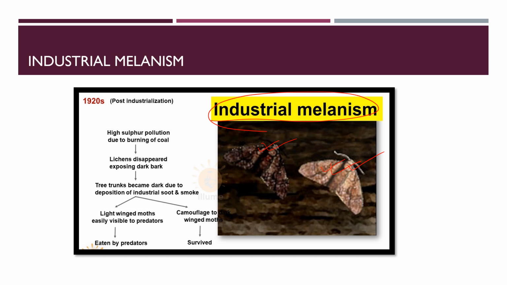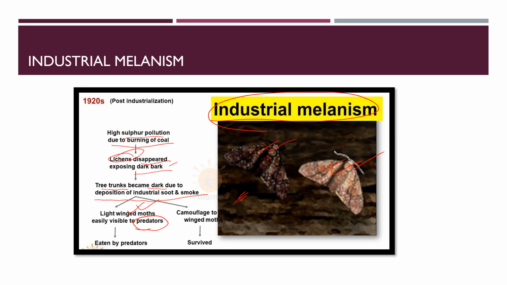Gradually, these light colored species decreased in number because of the increase in sulfur pollution due to burning of coal, the lichens disappeared, exposing the dark bark. So lichens were there on the bark of the trees, they disappeared, exposing the dark bark, and these tree trunks became dark due to deposition of industrial soot and smoke. As these trunks became dark, the light winged moths were easily visible to the predators. Okay, so the light winged moths were easily visible to the predators. It was difficult for them to camouflage.